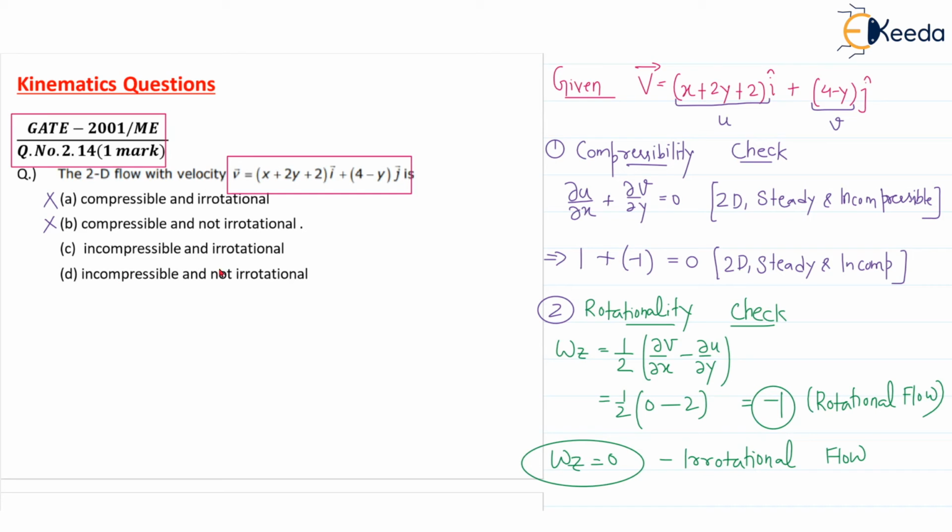Now look at the options. The option "rotational" is not there, but what is written here is "not irrotational", so this can be the correct option, D. C is wrong because C says irrotational, and irrotational means omega z should be equal to 0, but we are getting minus 1. So option C is wrong, and the correct option is D. Okay, thank you.